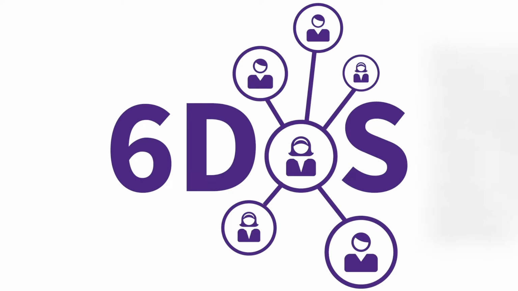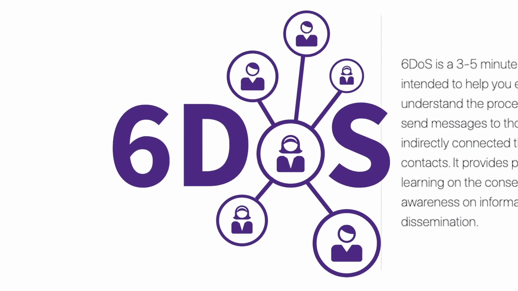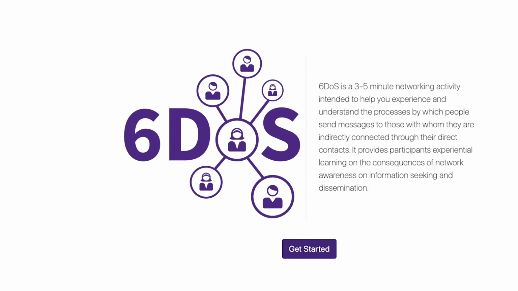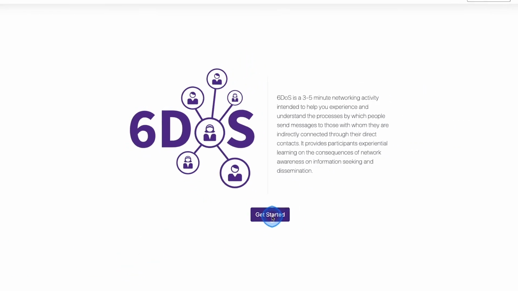6DOS, or 6 Degrees of Separation, is a networking activity to help individuals experience and understand the processes by which people send messages to those with whom they are indirectly connected via their direct contacts. This video tutorial will help you set up a session.